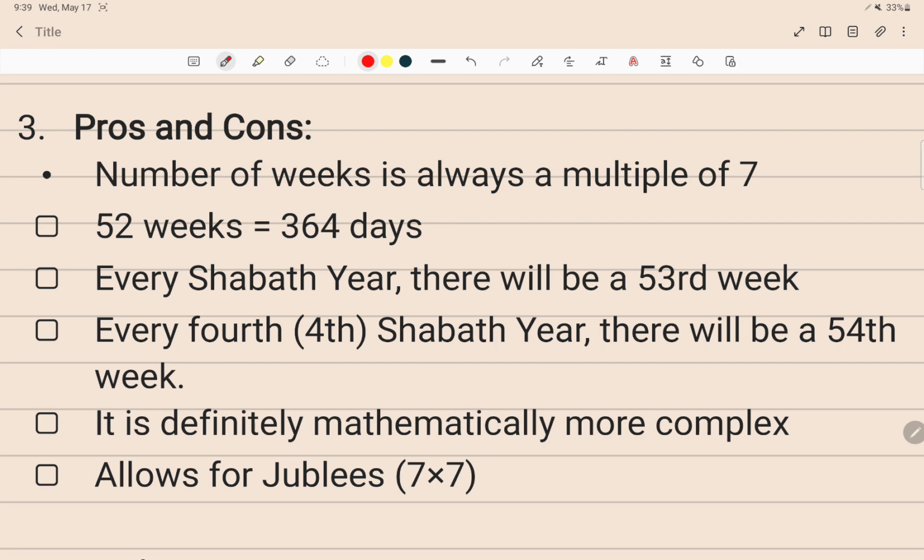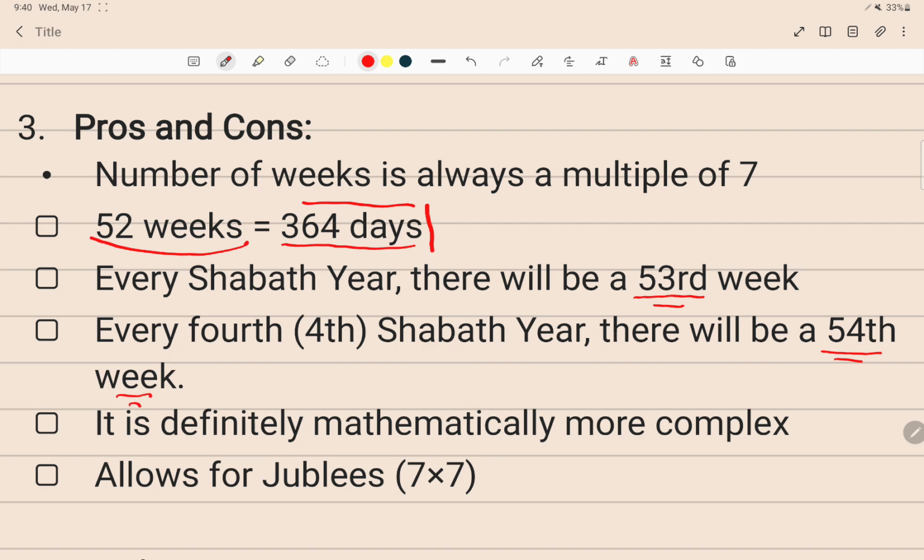So some of you might ask, what is the point of this calendar? Well, as I mentioned, the number of weeks in this calendar is always a multiple of 7. So for example, the 364 days that we talked about initially is equal to 52 weeks. Every Shabbat year, so every 7th year, you will have a 53rd week, because you're adding a week. And every 4th Shabbat year, or every 28 years, you actually will have a 54th week.